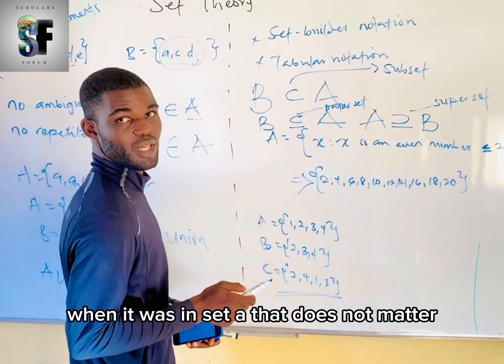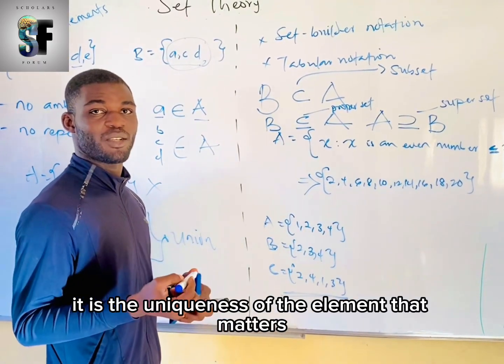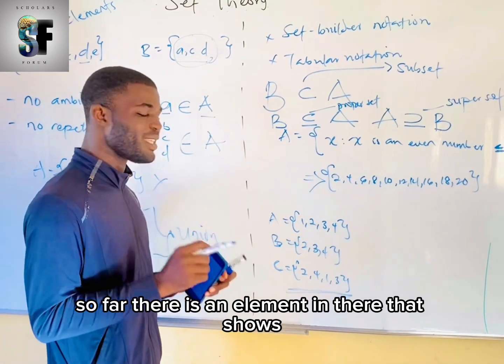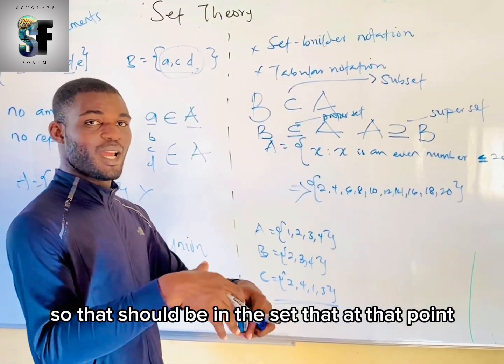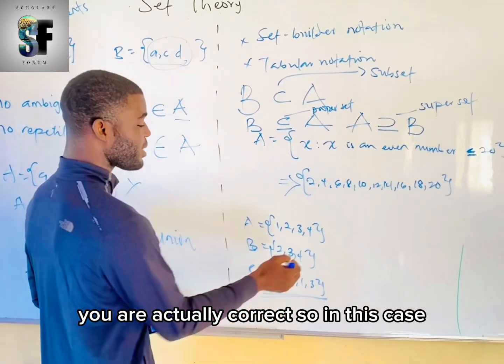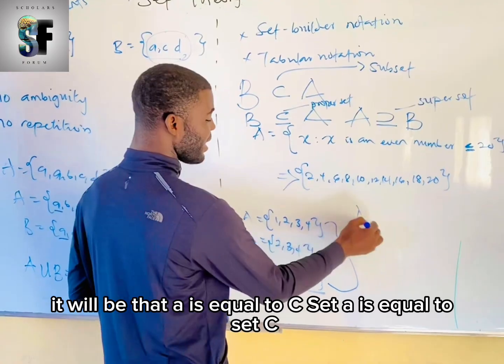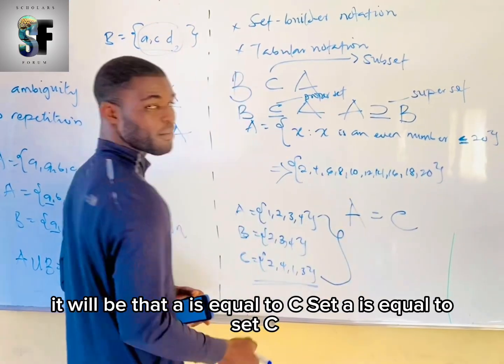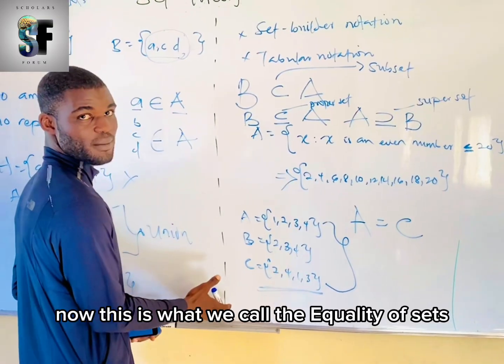That does not matter. In a set, the orderliness does not matter. It is the uniqueness of the element that matters. So far there is an element in there that shows the elements that should be in the set, then at that point you are actually correct. So in this case, if you are to add this and this together, it will be that A is equal to C. Set A is equal to set C. Now this is what we call the equality of sets.